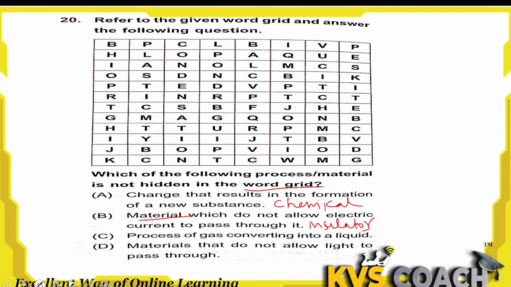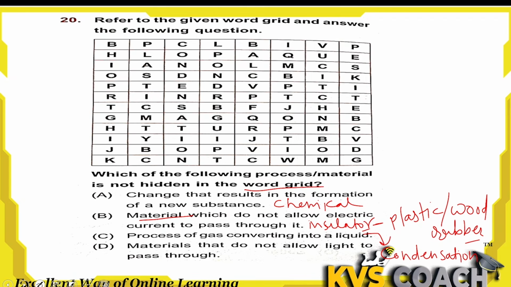They are asking about a material. The material can be plastic, wood, or rubber. Any of these materials can be an insulator. The process of gas converting into liquid is called condensation. Water vapor changing into liquid is called condensation. And the material that does not allow light to pass through it, as I told you in the previous question, is opaque material.